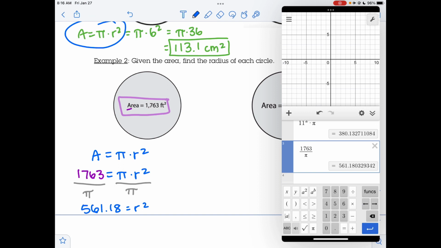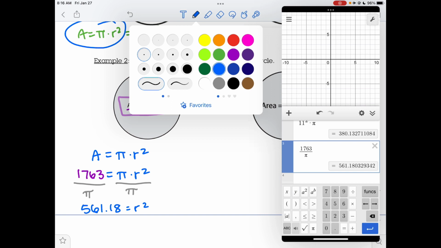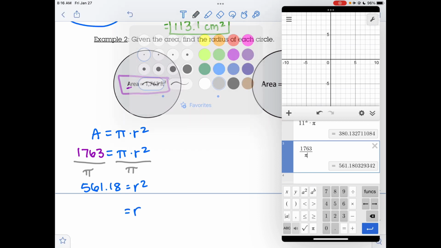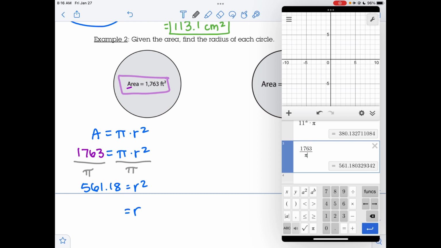Now, I don't want radius squared, though. I want the plain old radius. Whoops. I want something that equals r. So you have to remember with these that we're always doing the opposite. So just like this said pi times r squared and we decided to divide by pi, this says r squared. So to get rid of that squared idea, we have to take the square root.